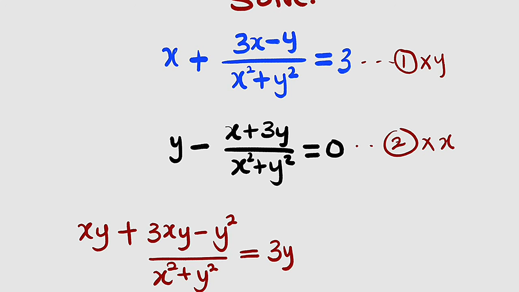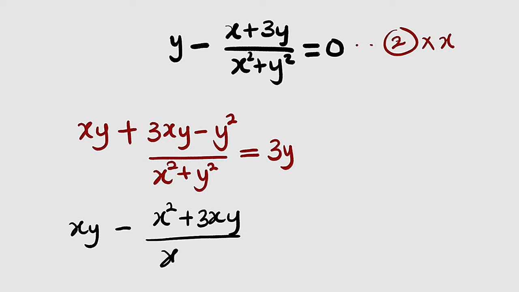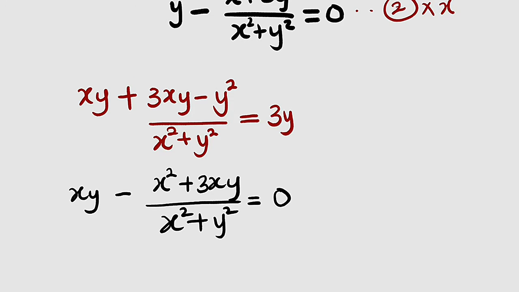Then going to the second equation, where we have to multiply by x, we have y times x is xy, then minus x times x is x squared. Then 3y times x is 3xy, divided by x squared plus y squared, equal to 0 times x, equal to 0. Now these two equations that we have formed, I want us to add them together.